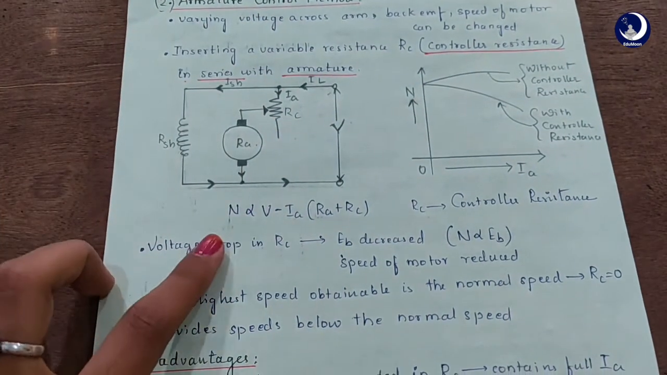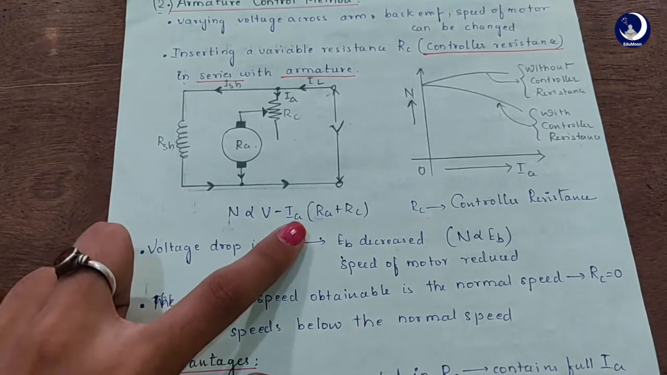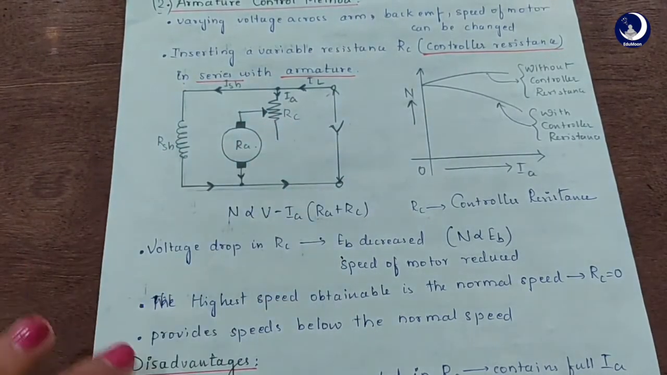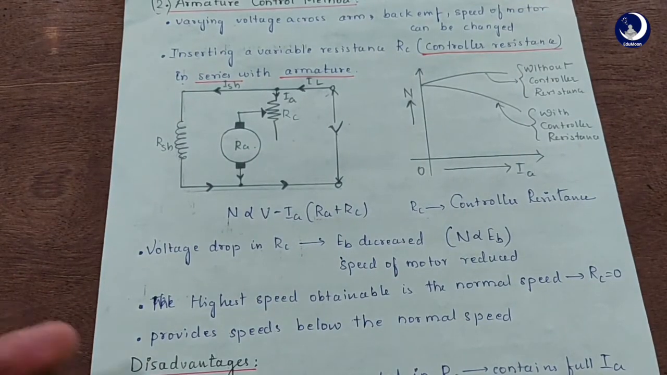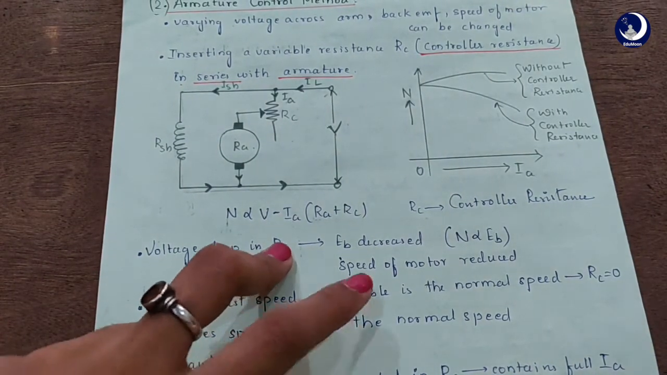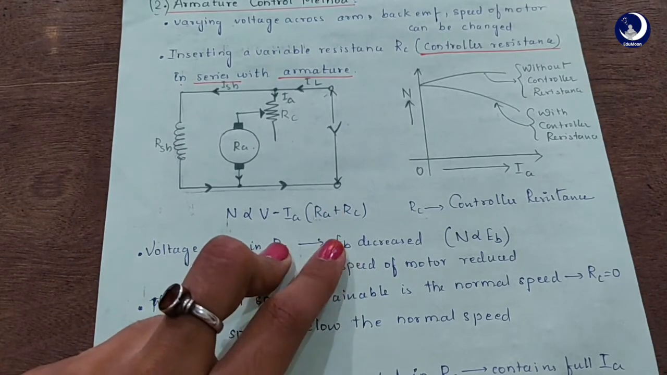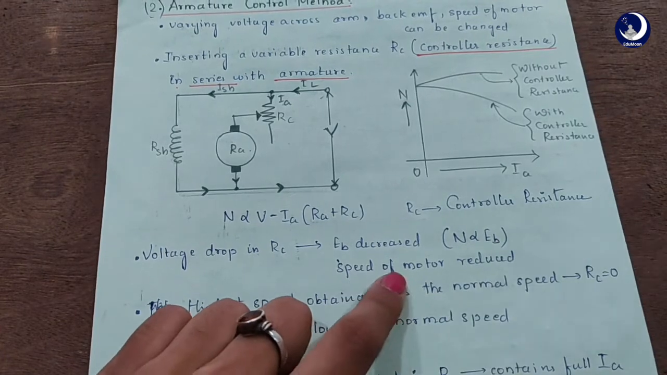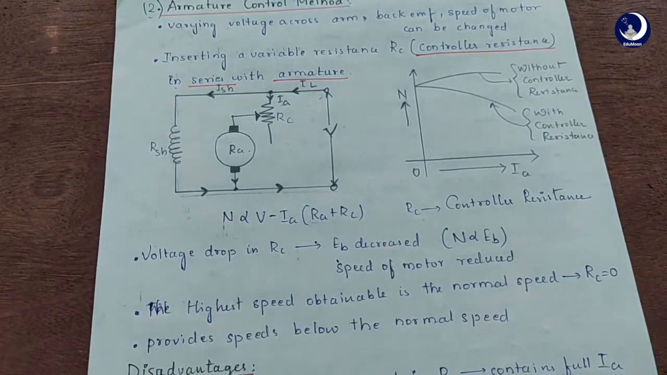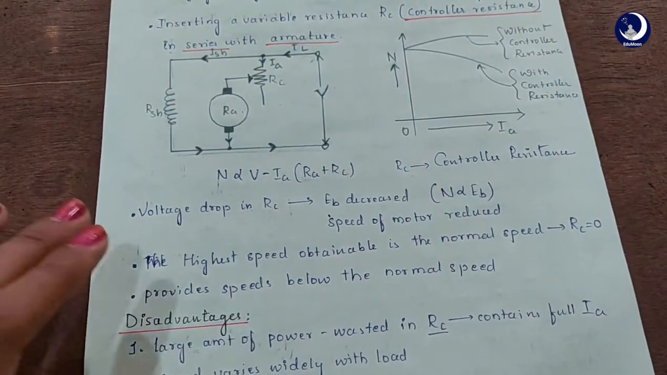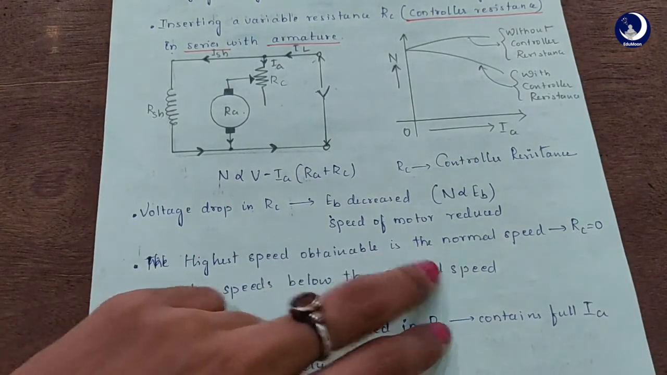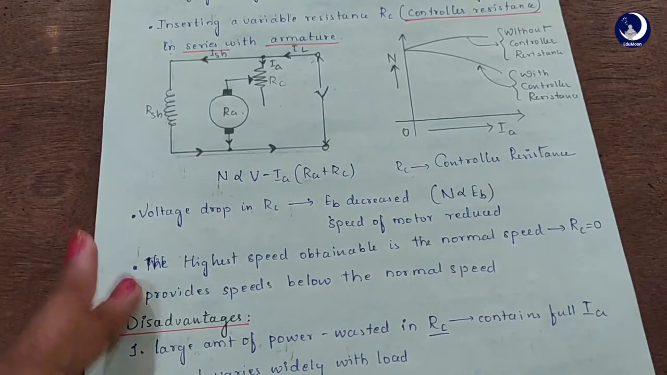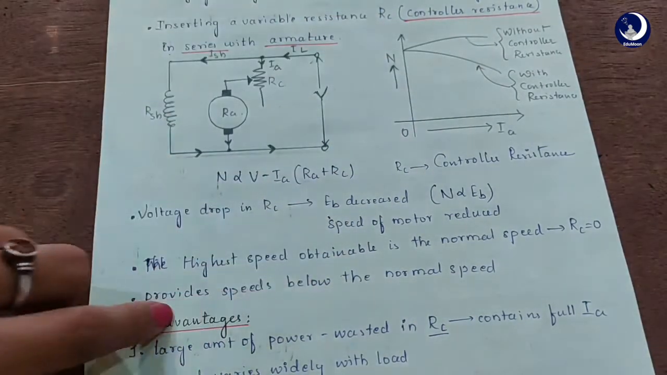We know that N is directly proportional to V minus IA into (RA plus RC), where RC is the controller resistance. Due to the voltage drop in RC, EB is decreased. Since the speed is directly proportional to back EMF, speed of the motor is also reduced. The highest speed obtainable is the normal speed, and this is obtained when RC equals 0. And third, it provides speeds below the normal speed.